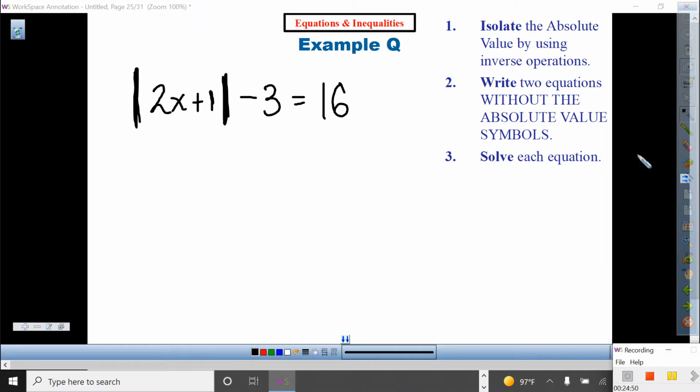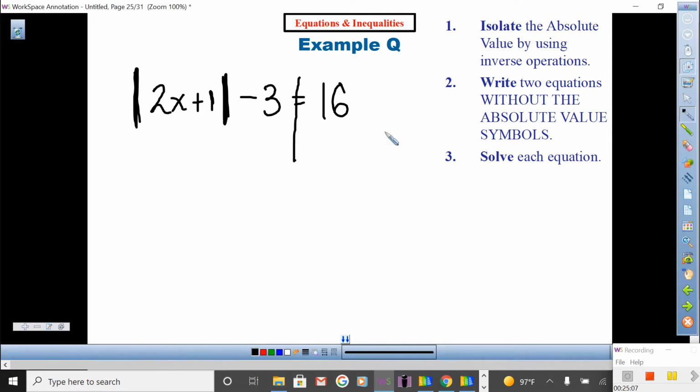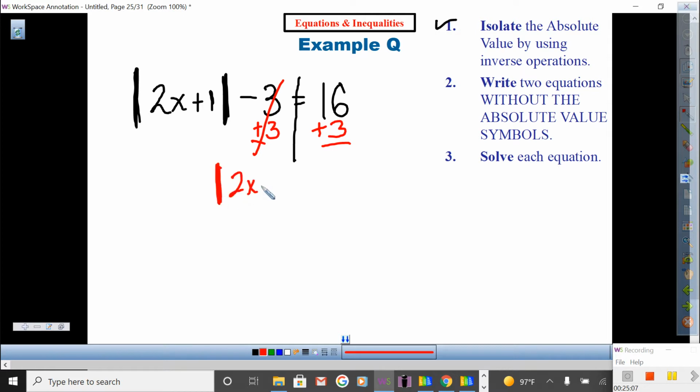Ready, go. All right, here goes the process, because one of the major mistakes or errors that some of you make is that you skip steps. Do not skip steps or you're going to start making little mistakes here and there. Here you go. Line down the equal sign. Step 1, isolate the absolute value. Is the absolute value by itself? No, we need to get rid of that 3. Is that correct? So we add 3, add 3. We're left with absolute value, 2x plus 1, equals 19. Is the absolute value by itself now on that side? Yes. We're done with step 1.